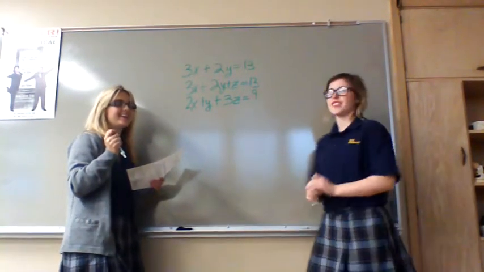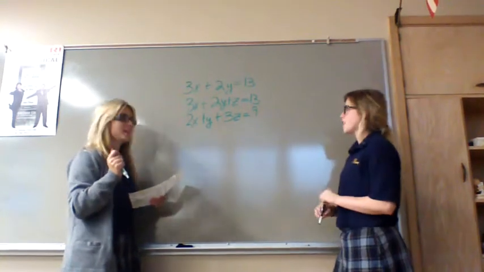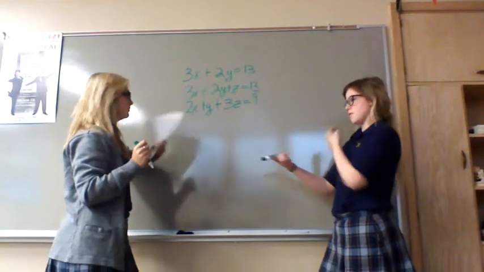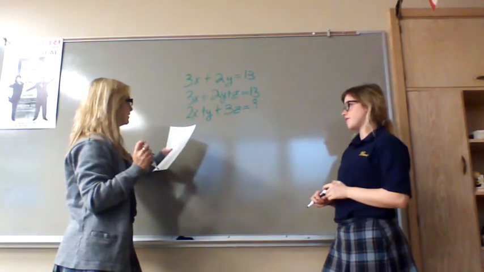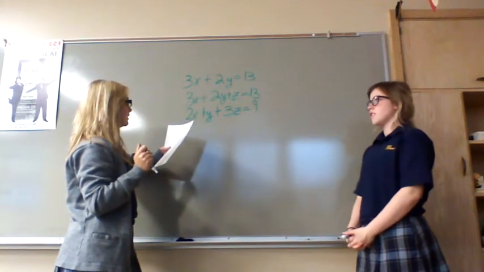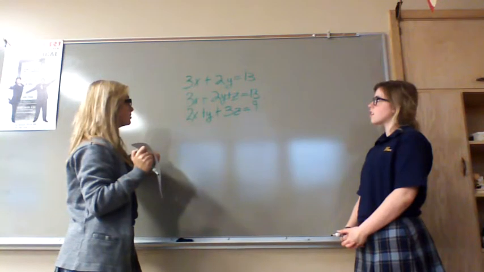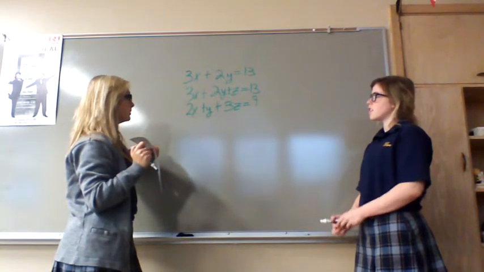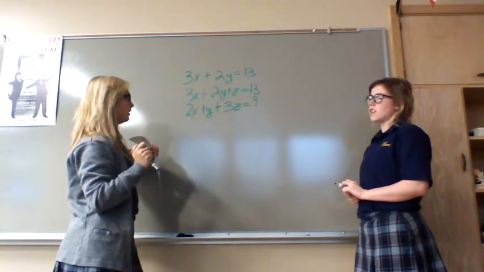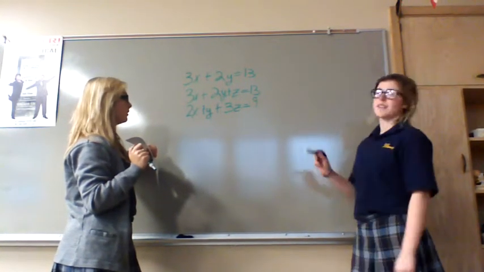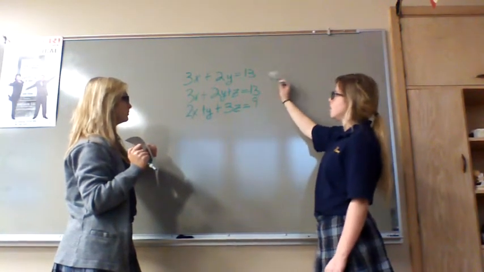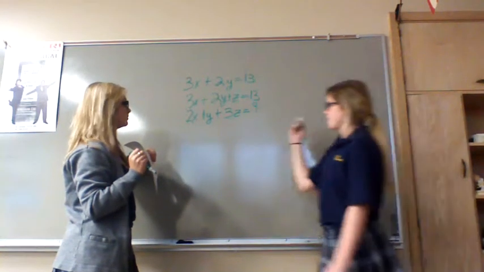Hello, okay, we are video project number 1, and we're going to start off doing number 3 first. The setup is, solve the linear system of equations algebraically. So our system is 3x plus 2y equals 13, 3x plus 2y plus z equals 13, and 2x plus y plus 3z equals 9. We already have this one figured out because z is already canceled out, so that's our first new equation, so we can write it.